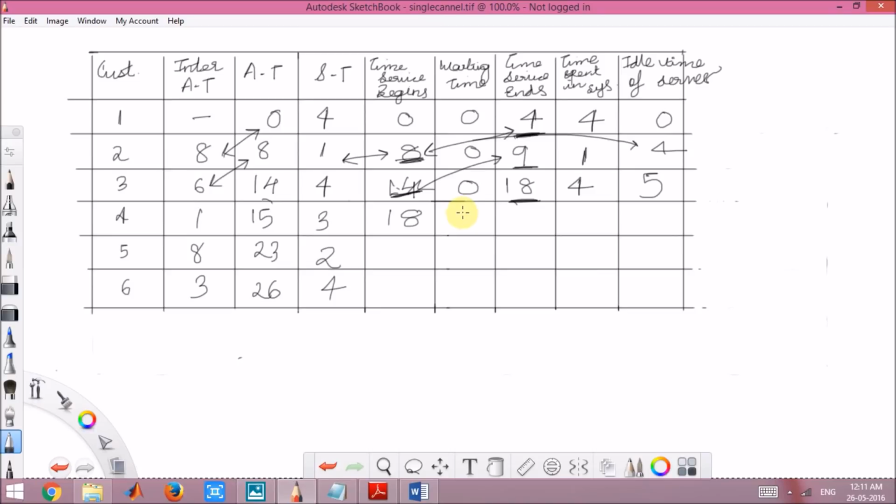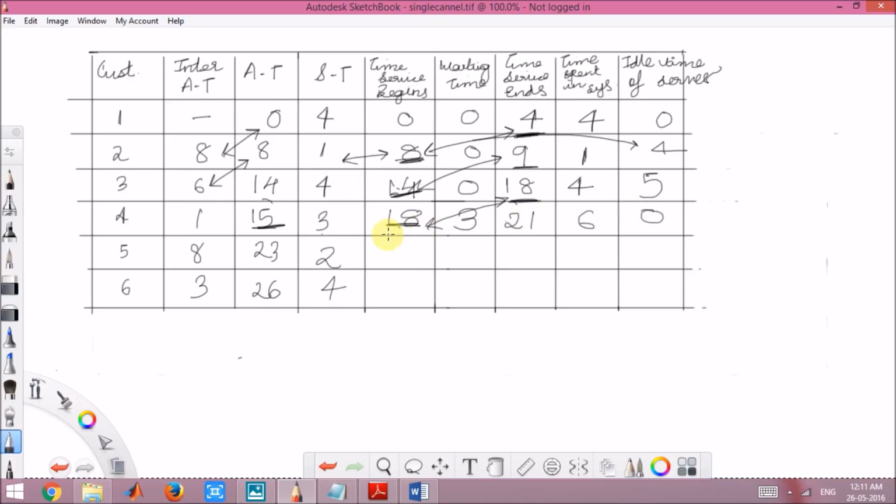Now waiting time would be 3 minutes, because it had to wait before it could start. Why? Because the previous one ended at 18 but it arrived at 15, right? So this minus this will give me 3. Time the service ends is 18 plus 3, that is 21, right? Time spent in the system, over here we'll have to add the waiting time and the service time, so that is 6. Now idle time of the server, since it didn't have to wait anything, because as soon as it ended, it started a new process. So that will be 0.